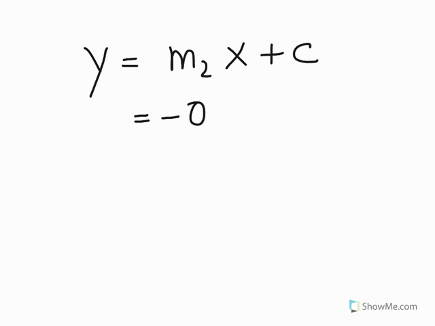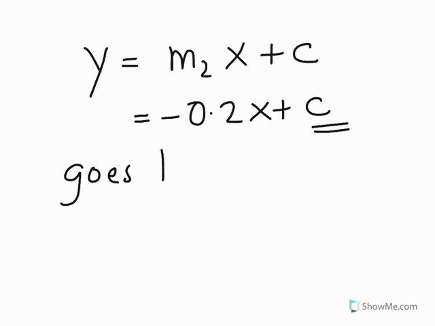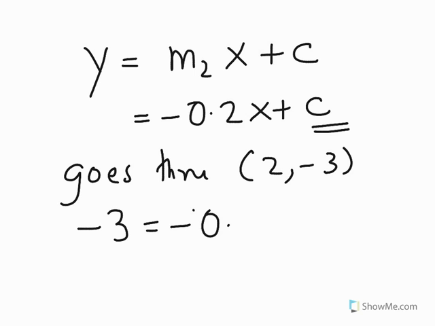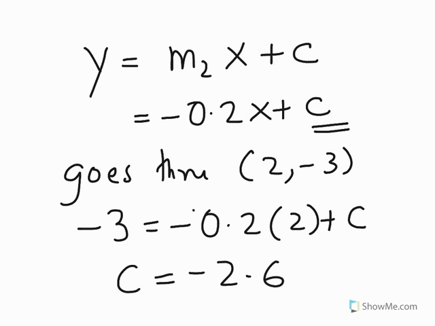So if I've already found that out, the equation of the second line is y = m2x + c. So m2 I just found out to be -0.2, so it's -0.2 times x plus c. So the question arises, how do I find c? We already know that this straight line goes through the point (2, -3). So I can substitute -3 for y, and for x I can substitute 2, plus c, and that gives me c is equal to -2.6.